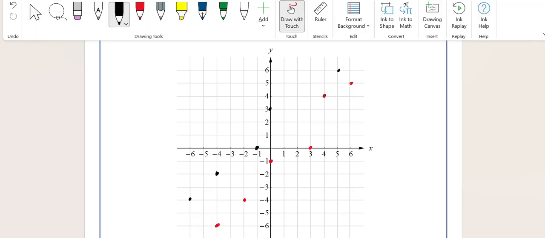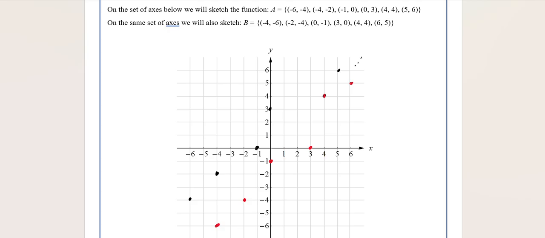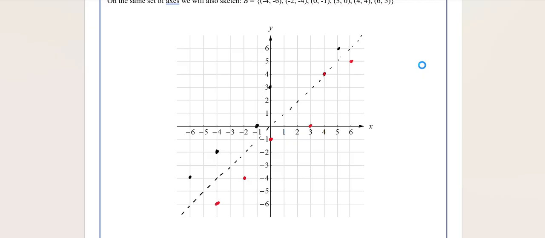Now, what I can see is that if I draw on a line, which is going to be my y equals x line, a dotted line that goes down the middle, then I should be able to see that these two are basically mirror images of each other. So the black ones being above the white line, the red ones being below or on the line. These two are basically reflections of each other in that line, and that's what it's going to mean for two functions to be inverses of each other.